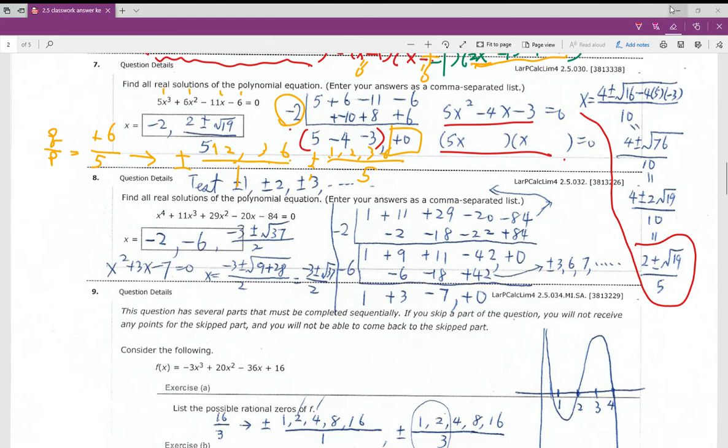Number 8. Try to find all the solutions. Same thing, because this leading coefficient is 1, all you have to test is the denominator is always 1, right? And the numerator is a factor of 84. Now the factors of 84: 1 times 84, 2 times 42, 3 times 28, and keep going, many possible choices, right?